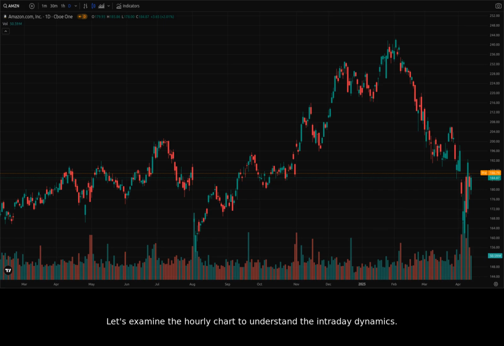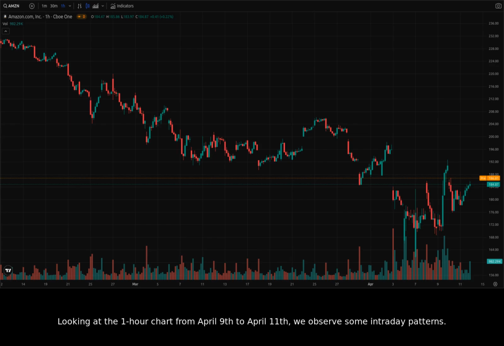Let's examine the hourly chart to understand the intraday dynamics. Looking at the 1-hour chart from April 9th to April 11th, we observe some intraday patterns. On April 9th and 10th, there was a sharp increase followed by continued choppiness, ending in a general dip in price. April 11th opens at 179 and rises through the day before flattening and becoming less volatile. We need to look at a smaller time frame to see what happened after that.